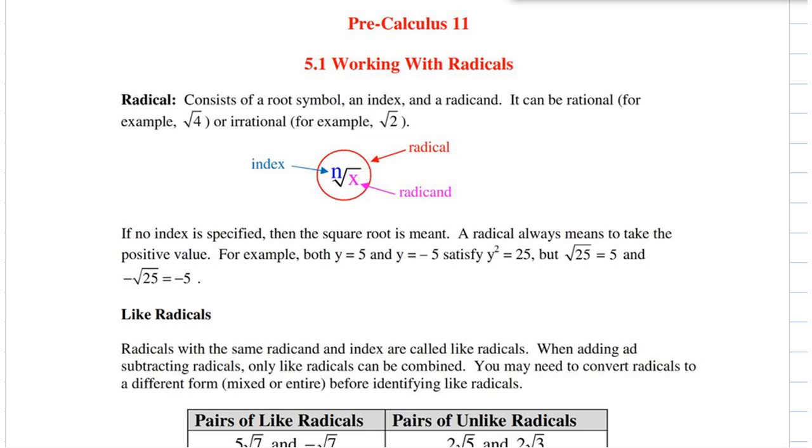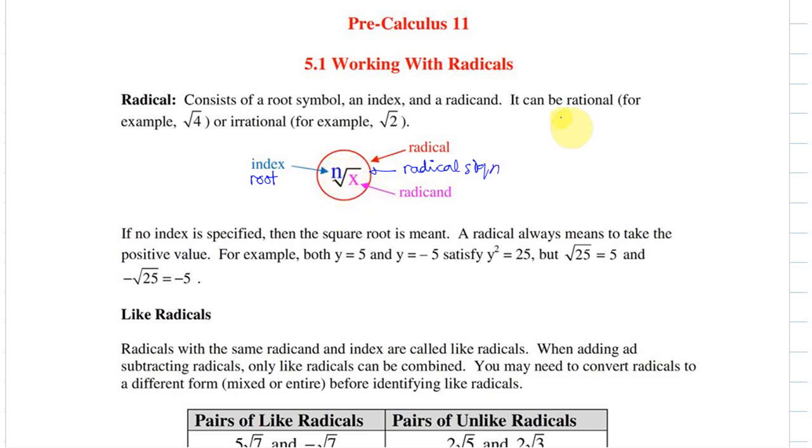Today we're going to take a look at working with radicals, section 5.1. As you can see from the diagram, a radical includes an index, which will let you know what root you're looking for. It includes a radicand, which is the number under the bracket, and the bracket is called a radical sign. And the whole thing is called a radical.